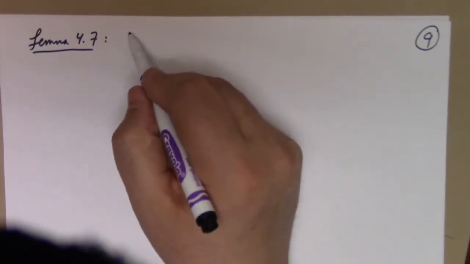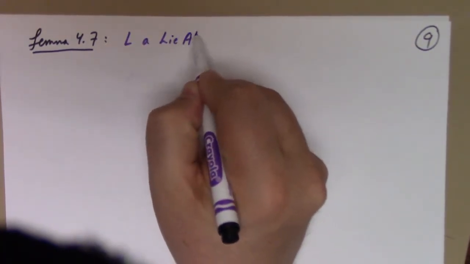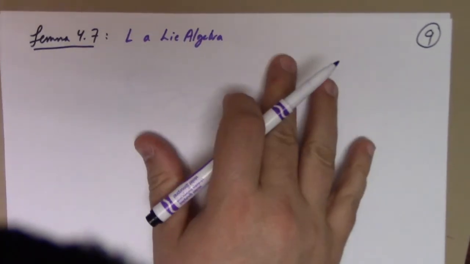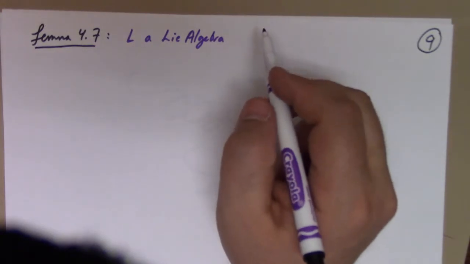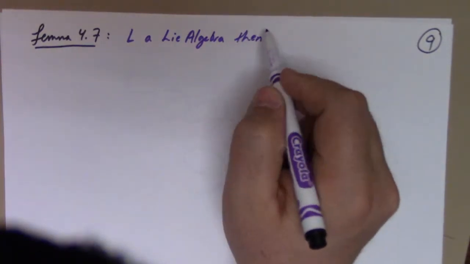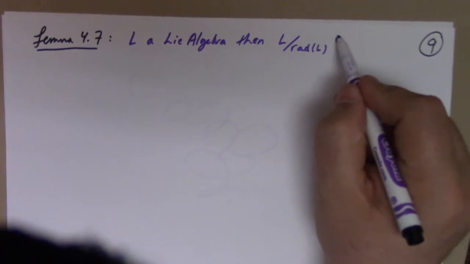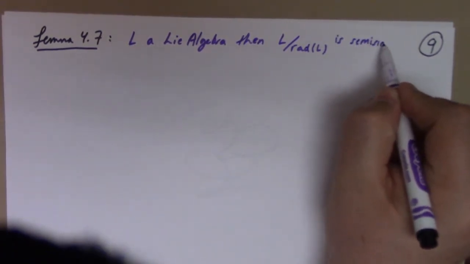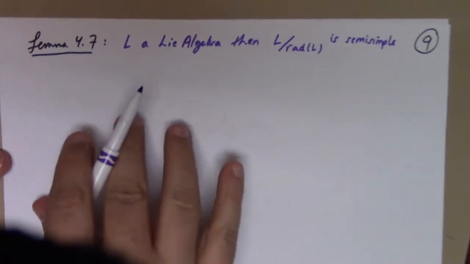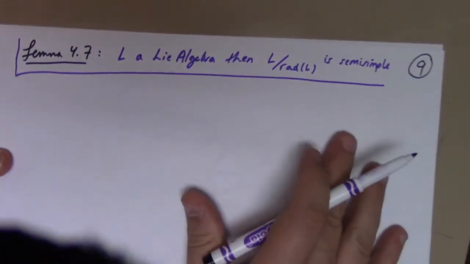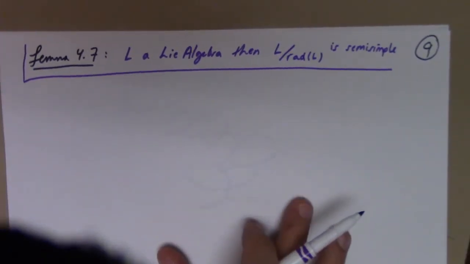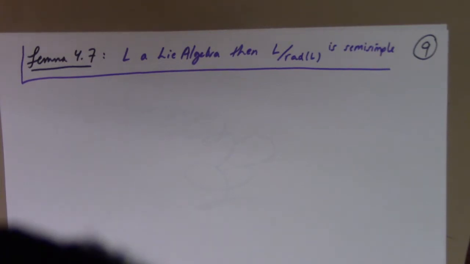If L is a Lie algebra, then L mod the radical of L is semi-simple. In other words, once you calculate the radical, you can take the quotient, and what you're left with is semi-simple. Of course, in the trivial case, if L is semi-simple, then L mod 0 is L, which is again semi-simple.